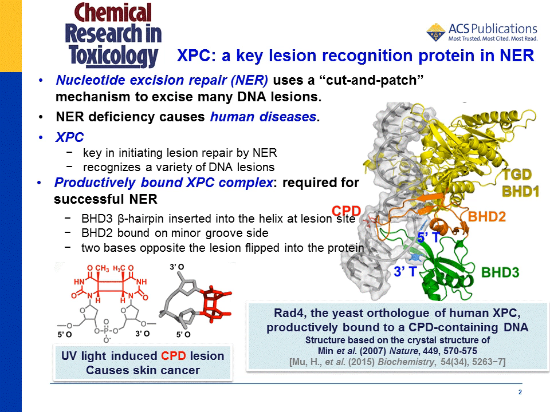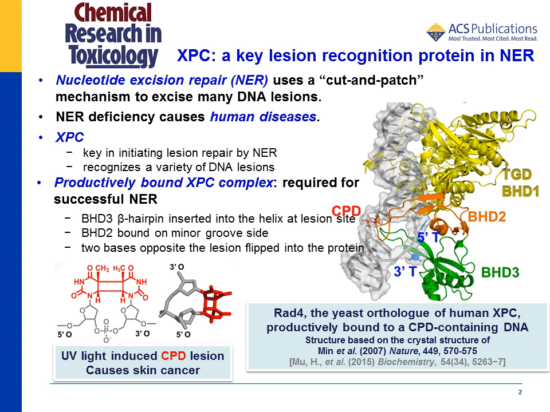Shown on the bottom left are the chemical and 3D structures of the CPD lesion. The CPD lesion can be induced by UV light in the sunlight. It can cause skin cancer. Shown on the right is the structure of RAD4 productively bound to a CPD-containing DNA. There are 4 domains of RAD4 shown in the figure: the transglutaminase domain, TGD, and 3 beta-hairpin domains, BHD. TGD and BHD1 are shown in yellow.